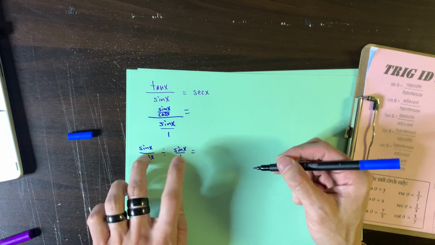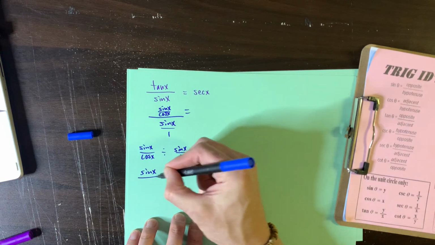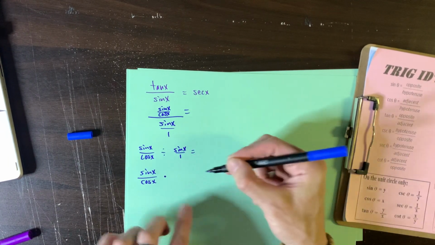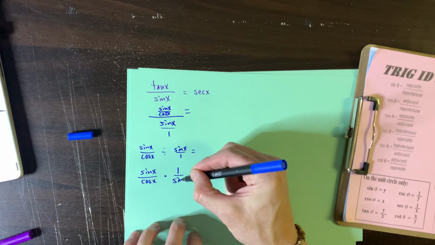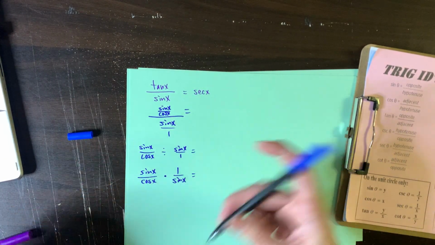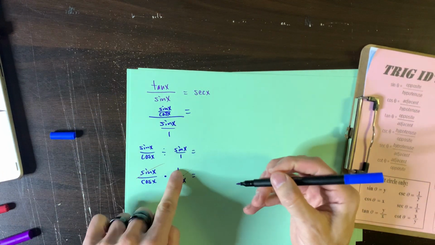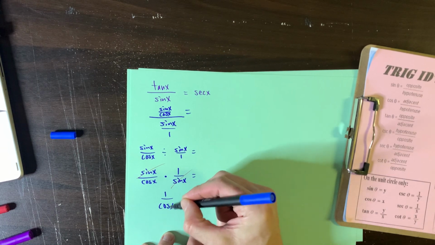Now, I don't want to divide fractions. I want to multiply. So I keep the first one the same, and instead of division, I turn it into multiplication. But of course, we must reciprocate or flip the second fraction. And this is convenient because, boom, boom, these are gone. So it's just 1 in the numerator over cosine.